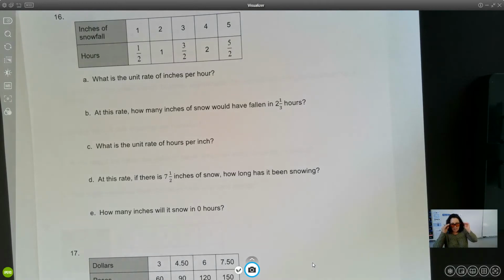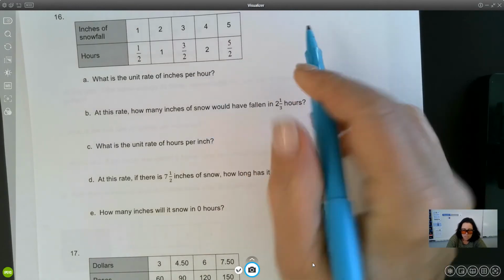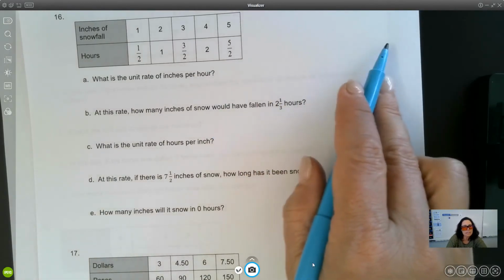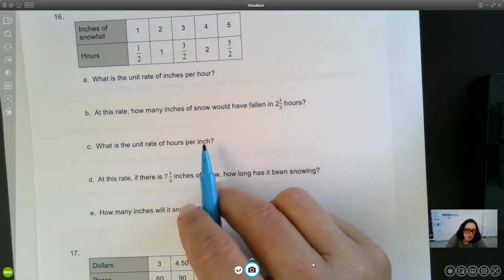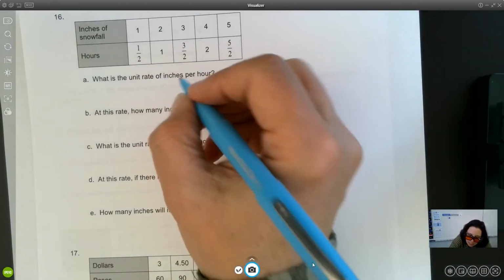All right, inches of snowfall and hours. So it says, what is the unit rate of inches per hour? What is the unit rate? So we're going to be asked for both of them, and we can either do them both off to the side like we did on the last one, or we can just figure them out here. I'm just going to figure them out here. Unit rate of inches per hour.